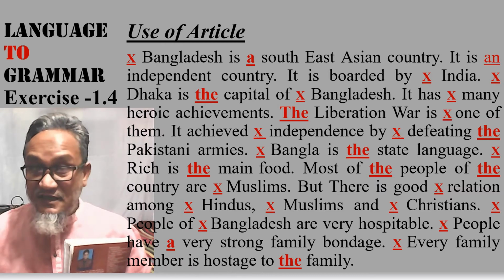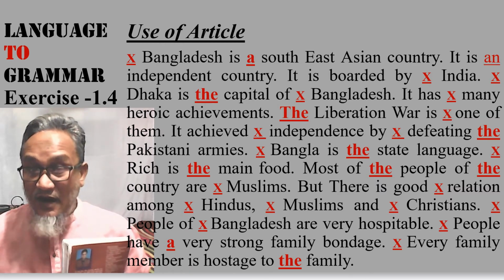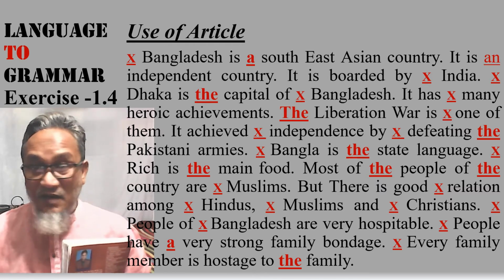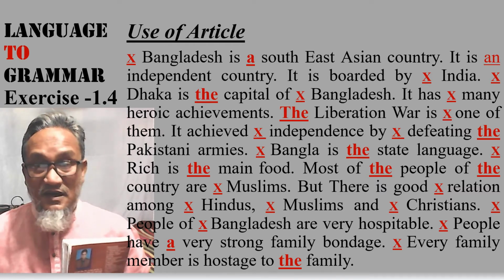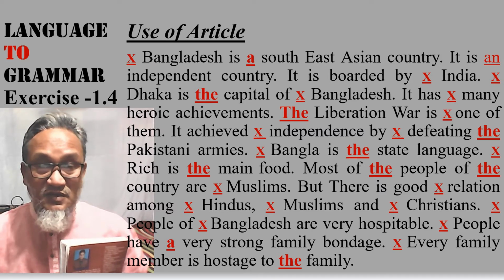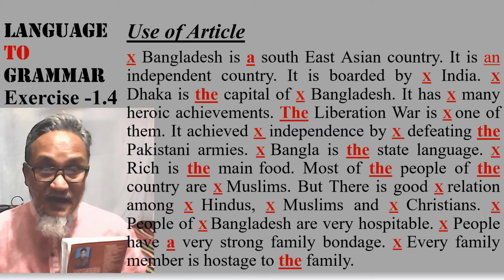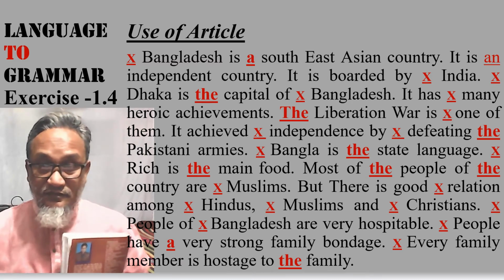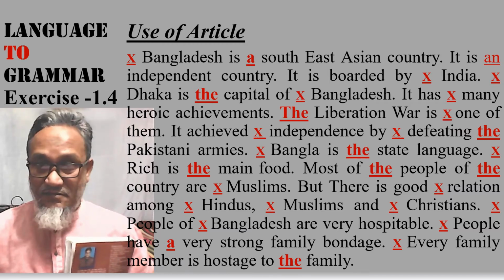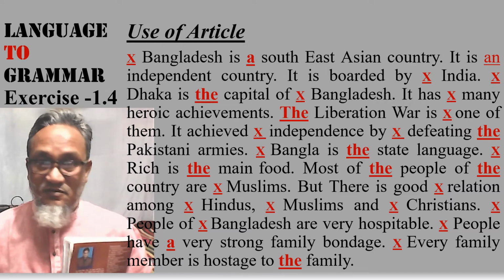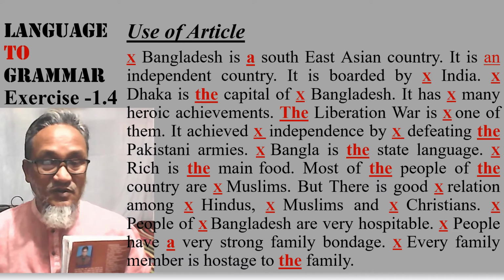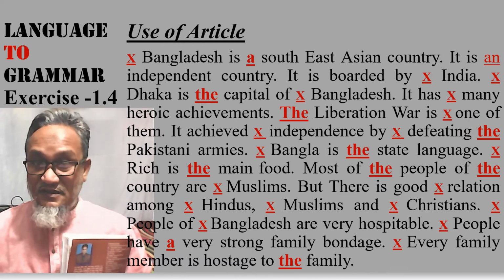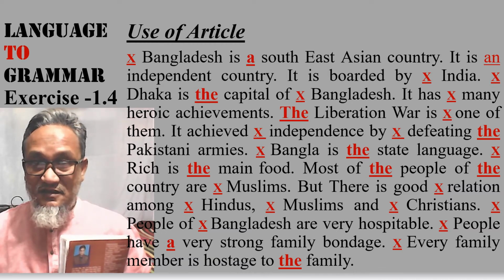By defeating, it's a noun, a verbal noun or gerund noun. Before a verbal noun, it is uncountable. So before uncountable, a or an is not used. The Pakistani army is definite. Bangla, all language names are uncountable. So a or an is not used before uncountable. So cross. The state language, it's our language, it's definite.